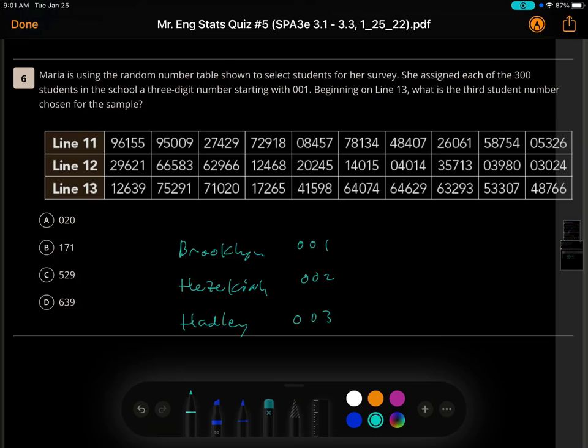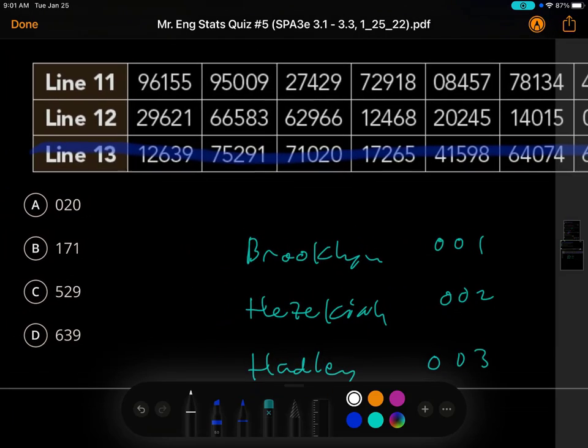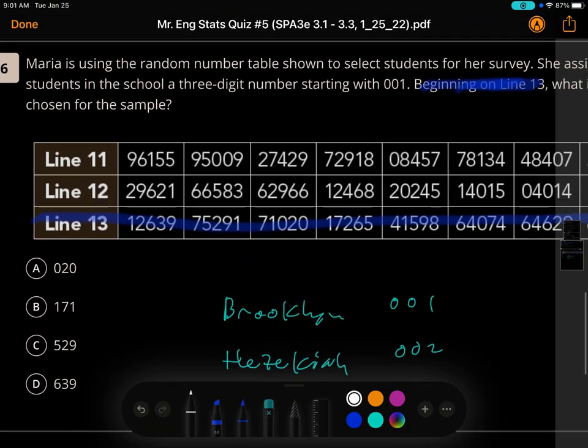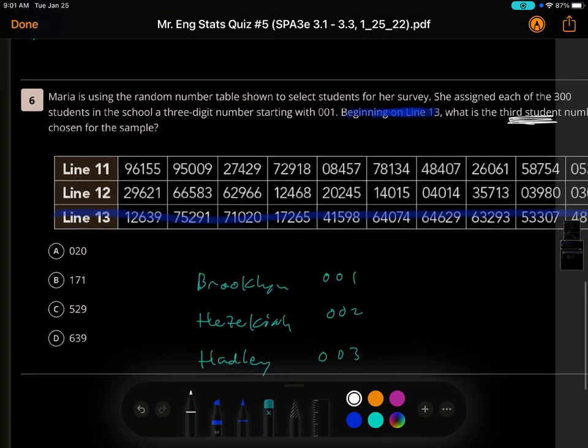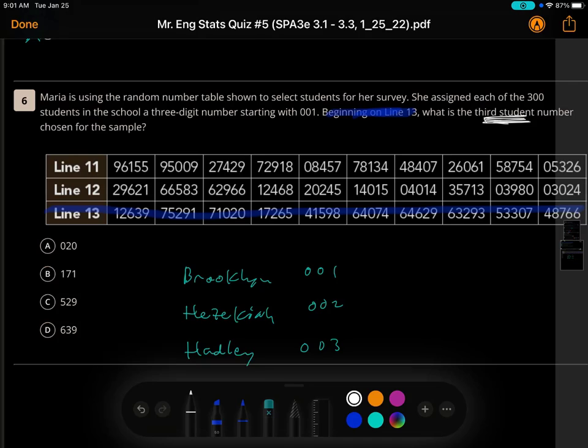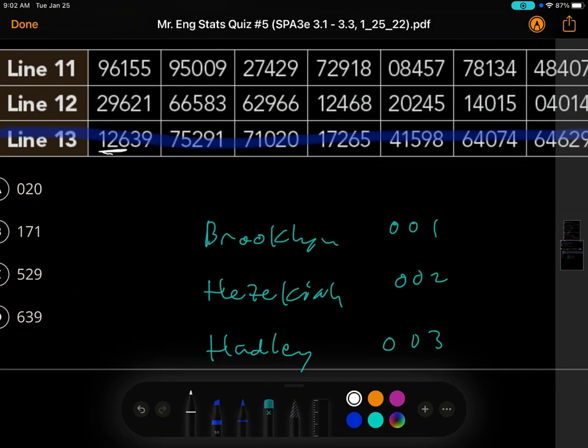Okay, beginning in the 13th line, so we're just looking at these numbers here. What is the third student chosen from the sample? Okay. So I look at 3 digits. Let's highlight that. How do I know to look at 3 digits? Well, it says it a couple of times and then it tells us how many people. Okay, so 126. This is the first student.